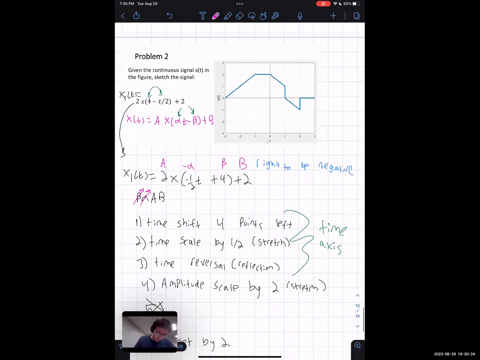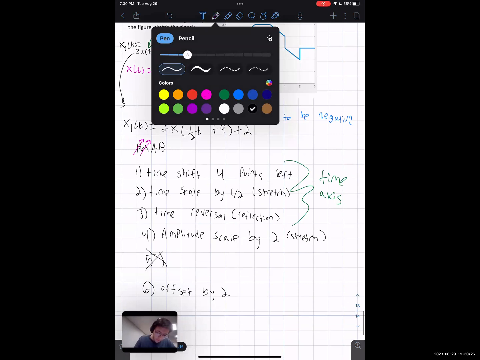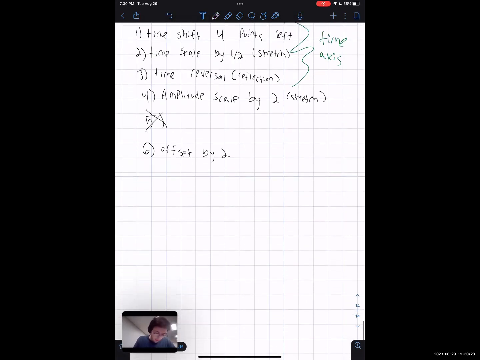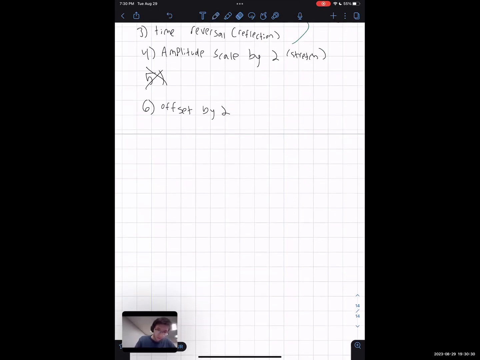So now let's actually work out the problem. Even if they give you this x of t, guys, I still recommend rewriting it out. So let me pull it up on my computer so I don't have to keep going up and down.